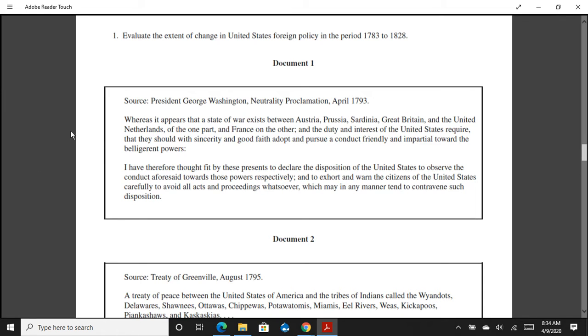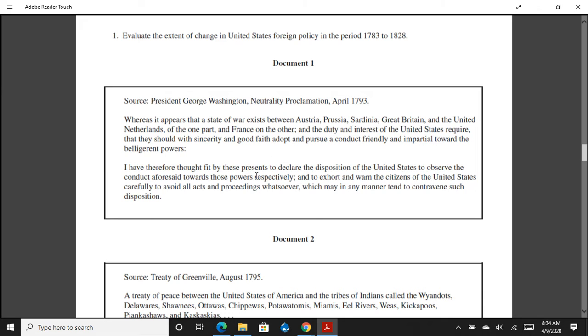So Washington states, "Whereas it appears that a state of war exists between Austria, Prussia, Sardinia, Great Britain, and the United Netherlands of the one part, and France on the other." So all these countries versus France. "And the duty and interest of the United States require that they should, with sincerity and good faith, adopt and pursue a conduct friendly and impartial toward the belligerent powers." In other words, the U.S. has to take a stance of neutrality against all these belligerent powers, or these people who are in conflict.